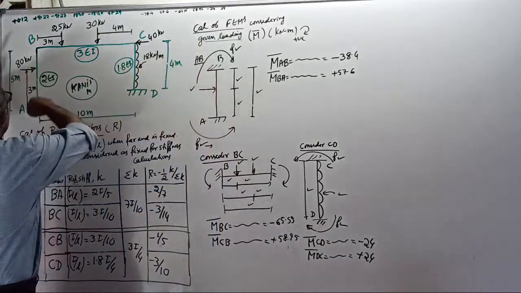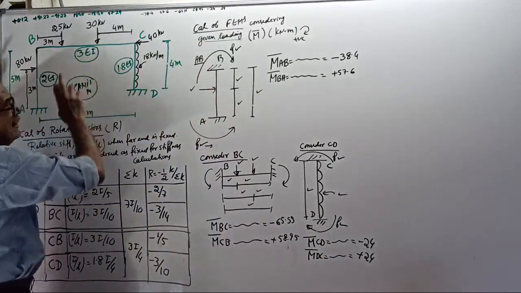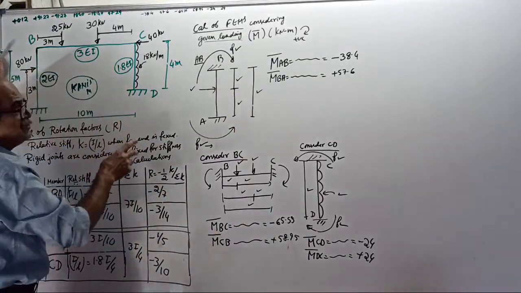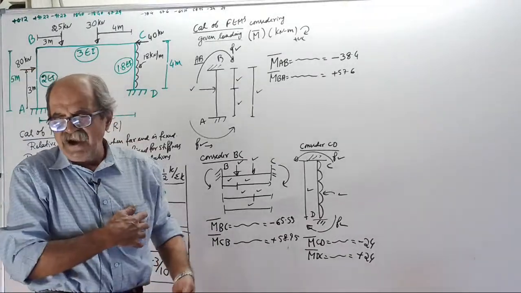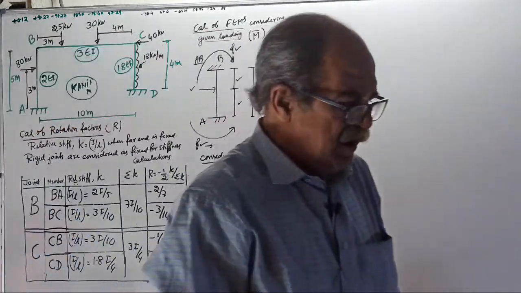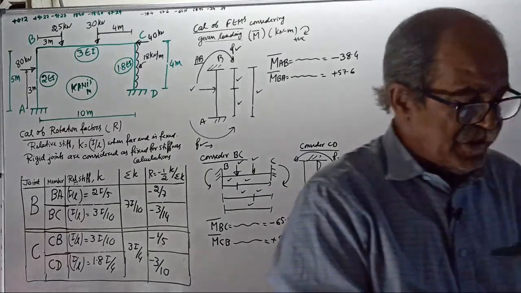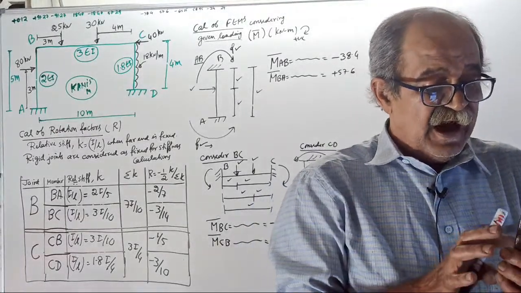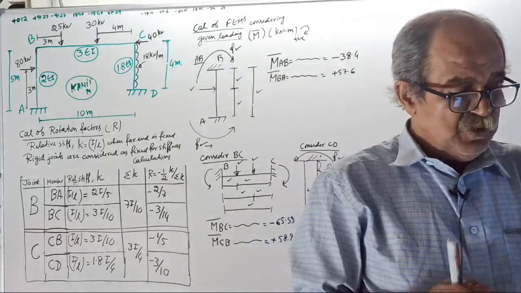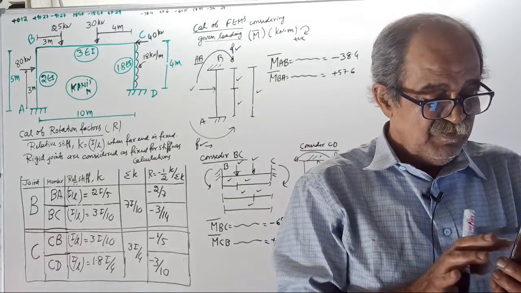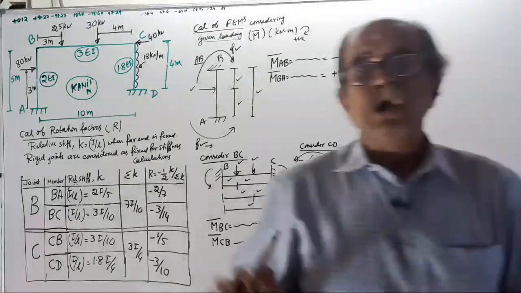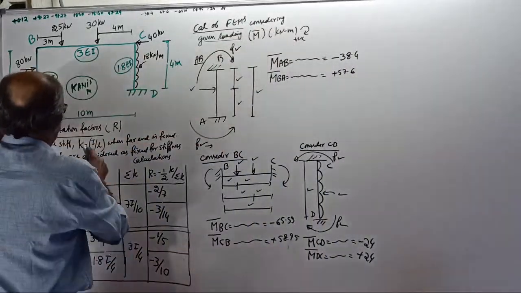First, analyze the given frame by Kani's method and draw SFD and BMD. First step, whether it is non-sway type or sway type, whatever is the type, tell first step. Kani's method, first step. What is first step? First step of Kani's method. Sway or non-sway later. No, you are not knowing that much. Calculation of rotation factor, right? Calculation of rotation factor R.